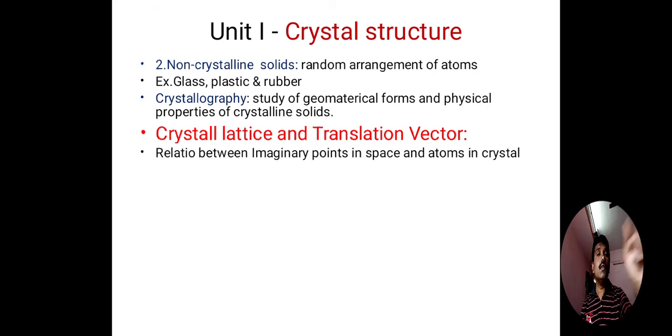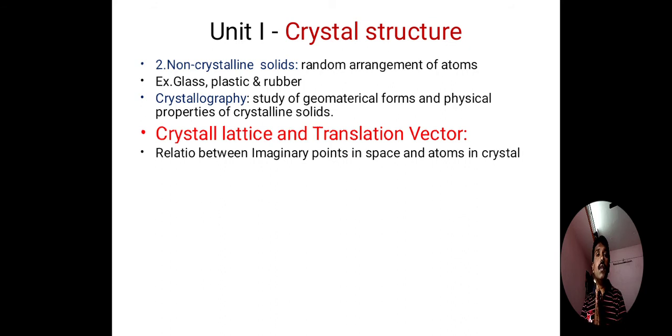Now, in this section, first we have to understand what the crystal lattice is, and what the translation vector is. And to understand this, first we have to understand the relation between the imaginary points in space and the atoms in the crystals. Wherever we can see a star or the empty space in the sky, at that time we can see the imaginary points in the sky.